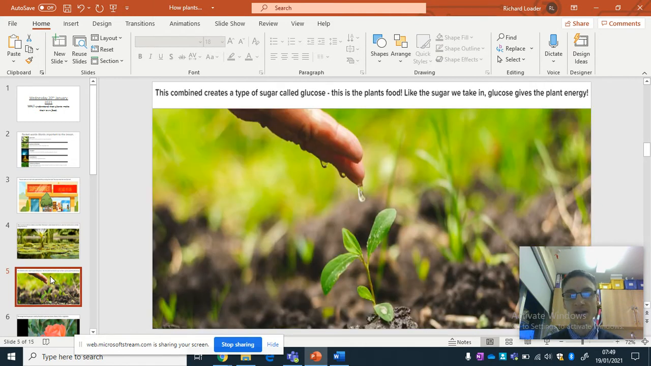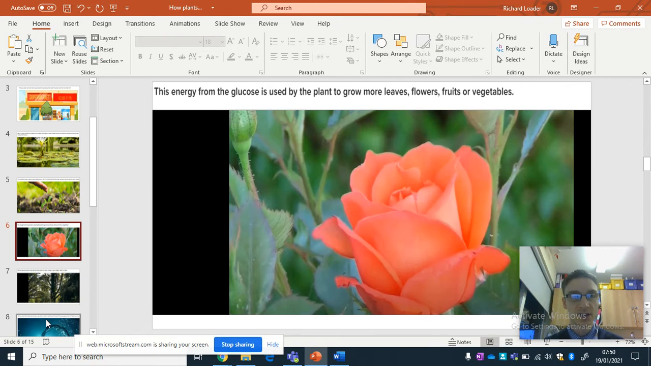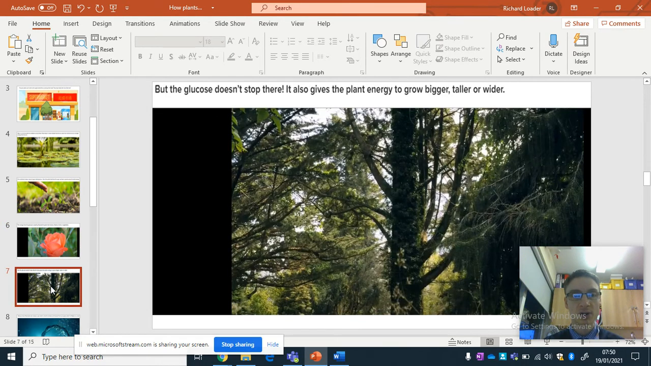This combined creates a type of sugar called glucose. This is the plant's food. Like the sugar we take in, glucose gives the plant energy. This energy from the glucose is used by the plant to grow more leaves, flowers, fruits, or vegetables. But the glucose doesn't stop there. It also gives the plants energy to grow bigger, taller, or wider.